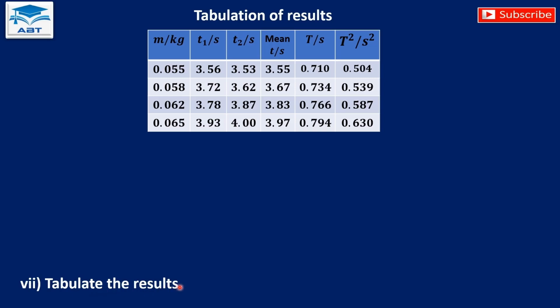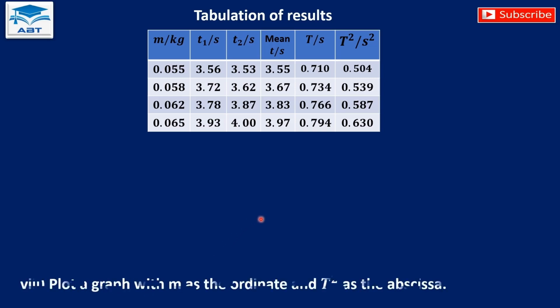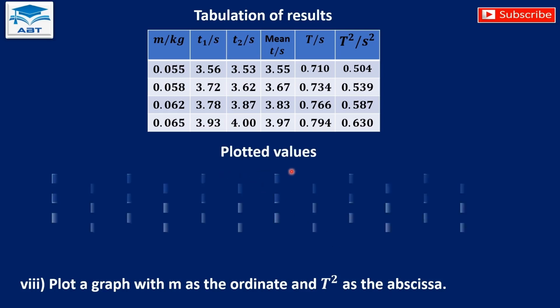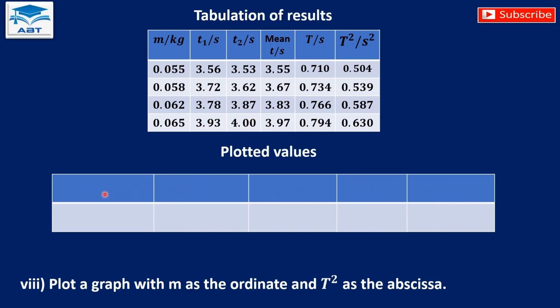So we tabulate the results and plot a graph with M as the ordinate, that is the vertical axis, and T square as the abscissa, that is the horizontal axis. So we are plotting M on the vertical axis, but looking at 0.055 is not going to be easy to plot it directly.